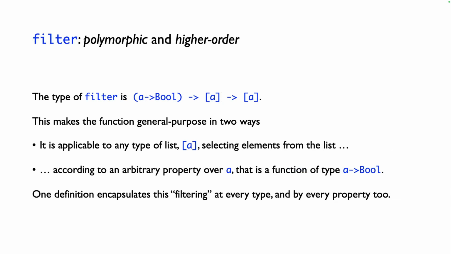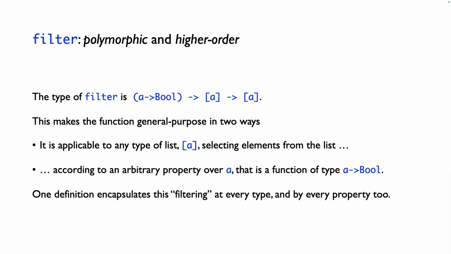Now, in a similar way, filter is general purpose in these two ways. It's applicable again to any type of list, selecting elements from that list. But it's also general in that the property over A is itself any function that goes from A to bool. And so you can do the filtering at every type, and you can do it with every property. So again, it's this higher order nature that makes it so powerful.